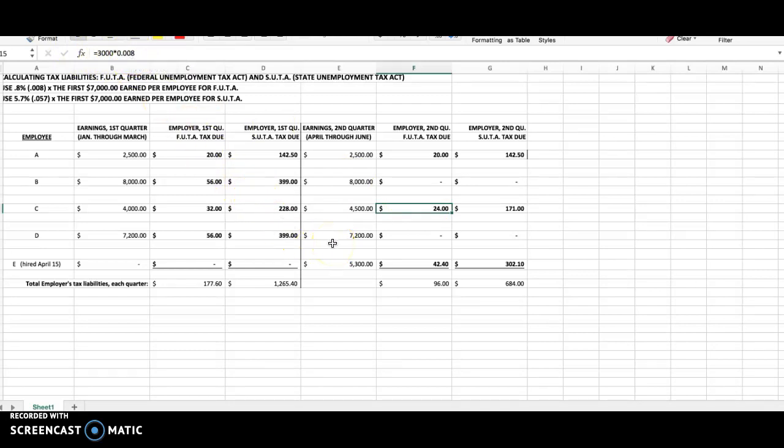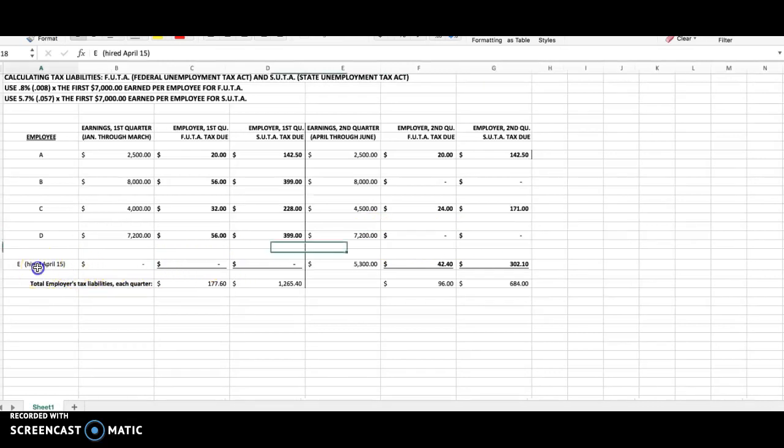As I said, this gets a little complicated, so you may need to review this a couple times. Employee D, again, was over $7,000 during the first quarter, so we don't need to worry about him or her because we've paid the entire federal based on $7,000, and we paid the entire state based on $7,000. So no matter what he or she earns for the rest of the year, we pay nothing at all for that employee.